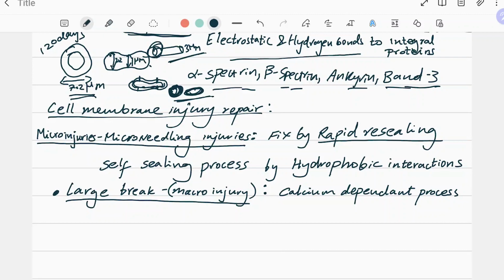How does your cell membrane work when it's injured? If you have a small injury, like a microneedle, you just make a very small hole with a microneedle. It rapidly reseals because there is this self-sealing process by hydrophobic interactions. Whenever it's a large break or macro injury, that's when some calcium-dependent processes come and play a role in holding things back in place. So that's beyond our scope right now. All we need to know is this much for now.